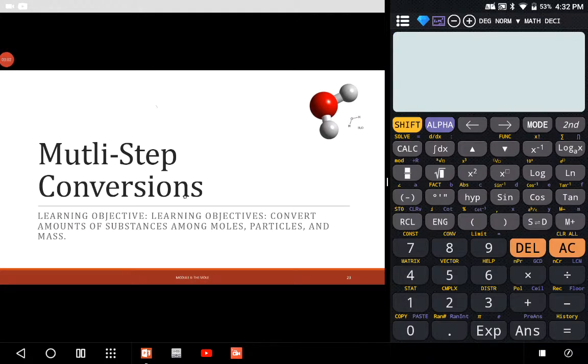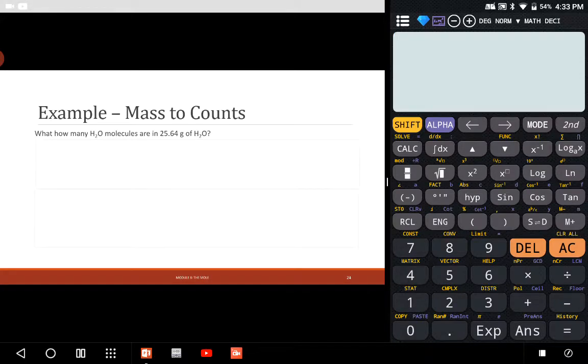In this video, we will be learning how to do multi-step conversions between moles, particles, and mass to complete our learning objective for how to do all this interconversion between those units. So for instance, we have learned about using molar mass as a conversion factor. We have learned about using Avogadro's number as a conversion factor. And so in this problem, we're trying to go from a mass into counts.